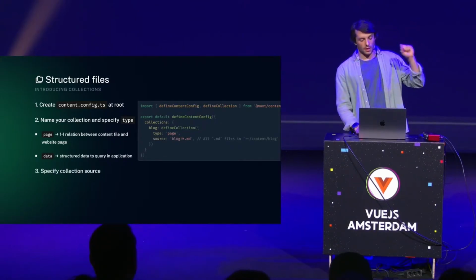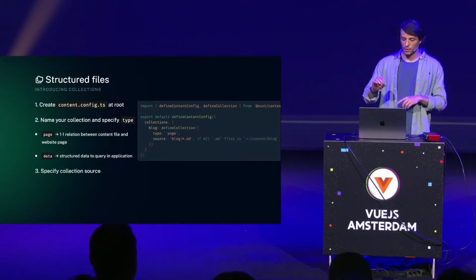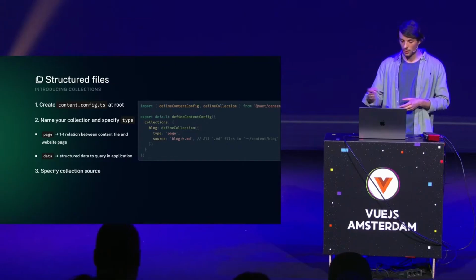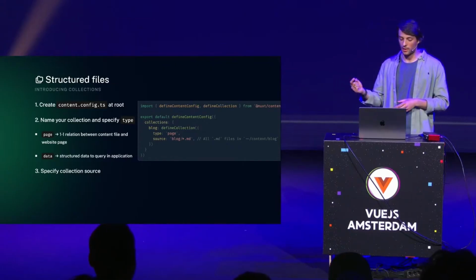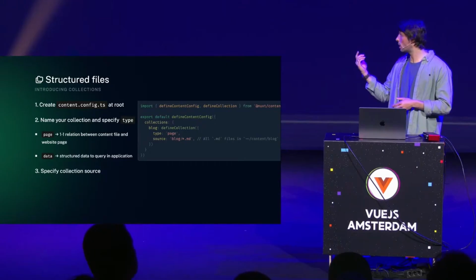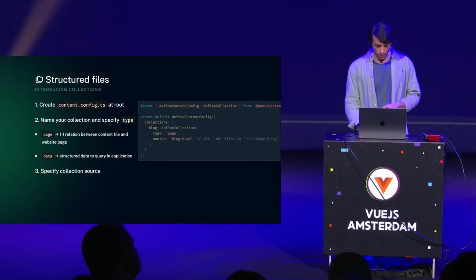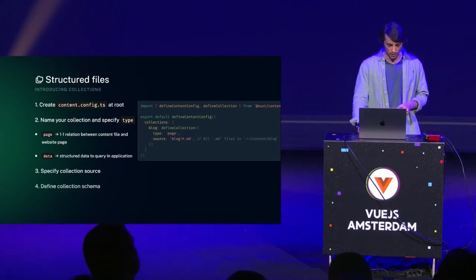Of course, you have to specify the source of your collection. So all sources are located in the content folder. So here, for example, I'm saying that I'm loading all the Markdown files in the blog folder of the content folder. You can use any glob pattern you want to define the sources of your collection.